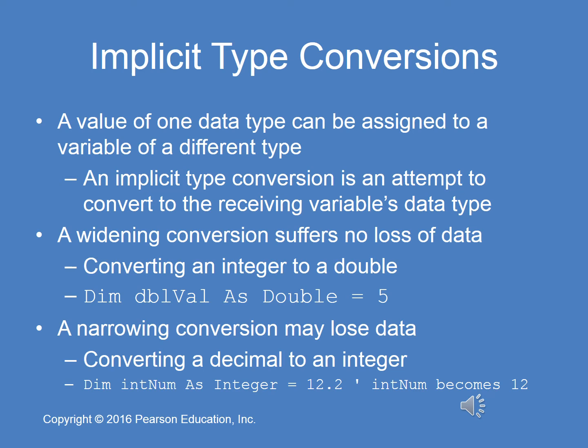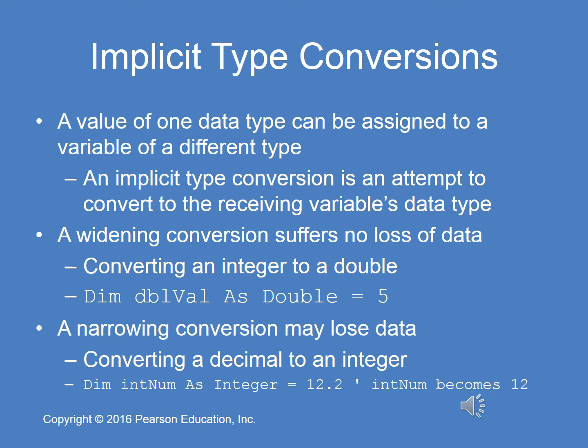A narrowing conversion often loses data. So here's a second example of converting a decimal, a number with a decimal or fractional component, to an integer. Dim int num as integer, so we're declaring int num as an integer variable, which means it can't hold fractional components, and we're assigning it an initial value of 12.2. Well, what that means is 12.2 is being assigned to an integer. Because it's a narrowing conversion, int num becomes 12. Remember, an integer cannot hold a fractional component or a decimal, so it just truncates that 0.2.